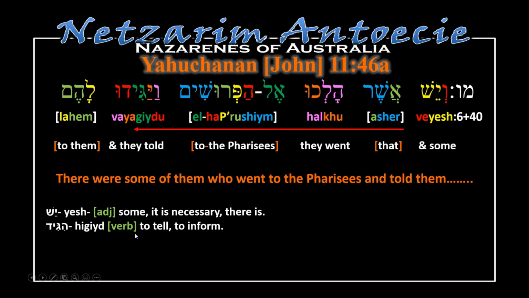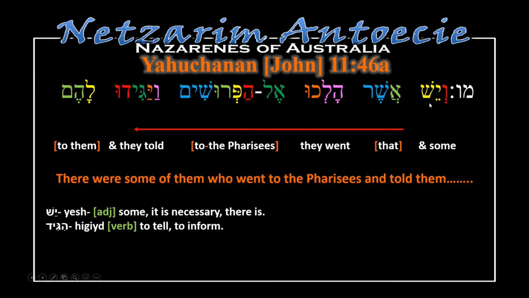Right, so let's have a look. Higgid is the verb to tell, to inform. They told. Lahem, meaning to them. The hem is them. And the English is, there were some of them who went to the Pharisees and told them. Now let's read that. V'yesh asher halku el ha-perushim vayagidu lahem.